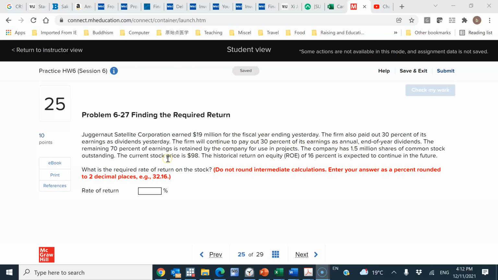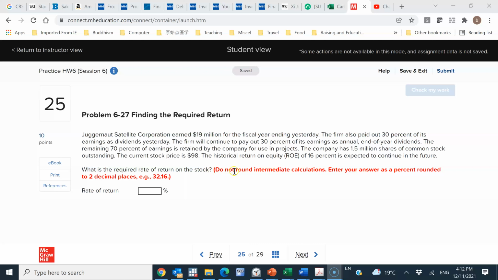The remaining 70% of earnings is retained by the company for use in projects. The company has 1.5 million shares of common stock outstanding. The current stock price is $98. The historical return on equity of 16% is expected to continue in the future. What is the required rate of return on the stock?